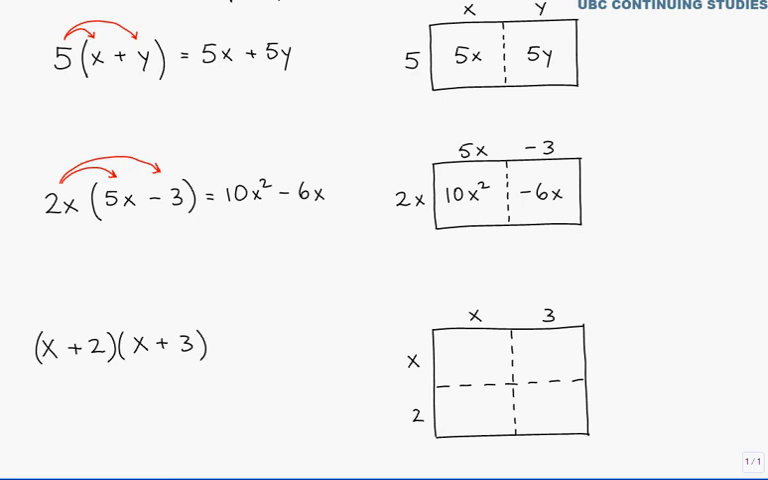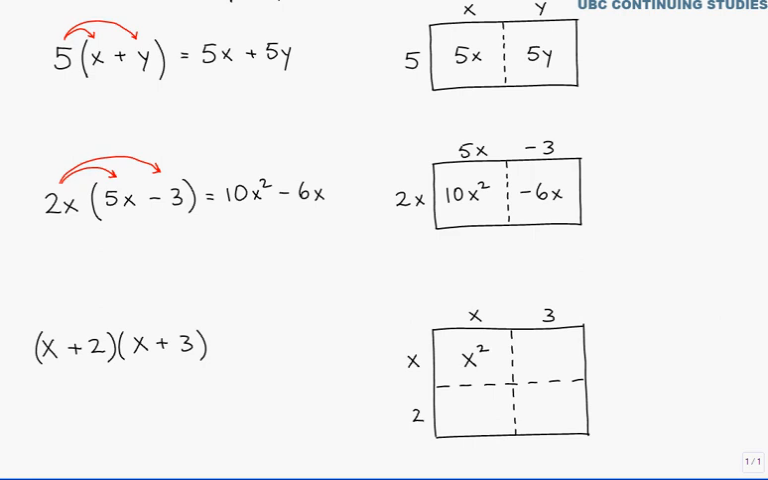Let's take a look at one further example. This time we have a binomial times a binomial. So if you have a polynomial with two terms multiplied by a polynomial with two terms, there's actually going to be 4 intermediate products. So we have an area model on the right with 4 different regions. The height is sort of subdivided into x and 2. The width is subdivided into x and 3. So in this way we can think of just 4 separate products.